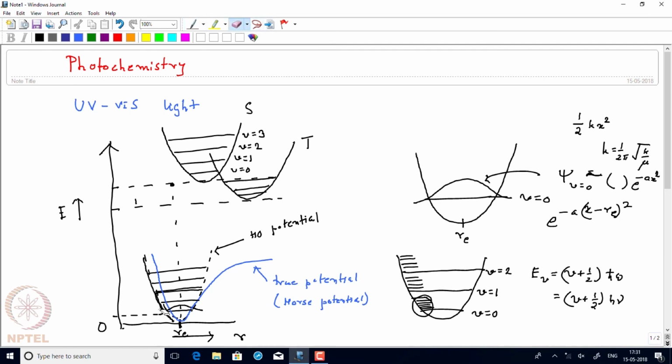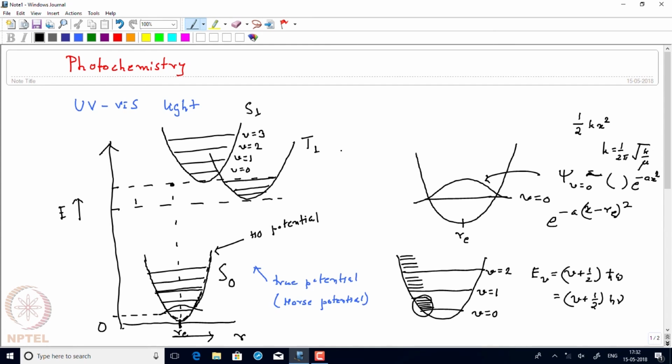Let me remove the dotted line, or actually we can remove the blue curve totally, and we can approximate it to be the harmonic oscillator. And this curve, which was the ground state vibrational potential, corresponds to the ground electronic state, which is also a singlet. So we usually call it S0 because it's the ground state. We call this the S1 state, the first excited singlet state, and we call this the T1 state because it corresponds to the triplet of the ground state.